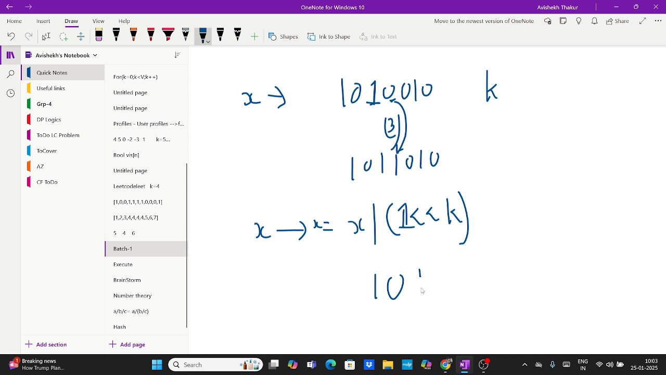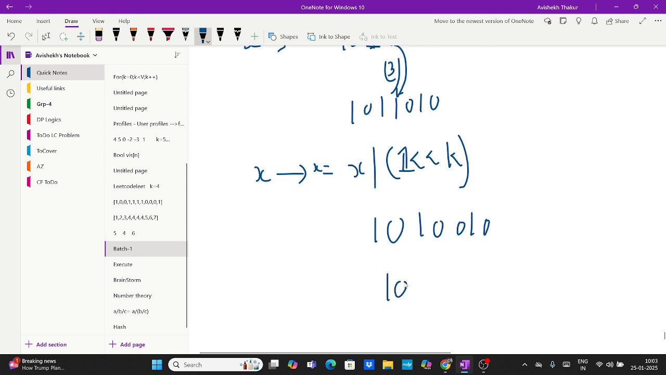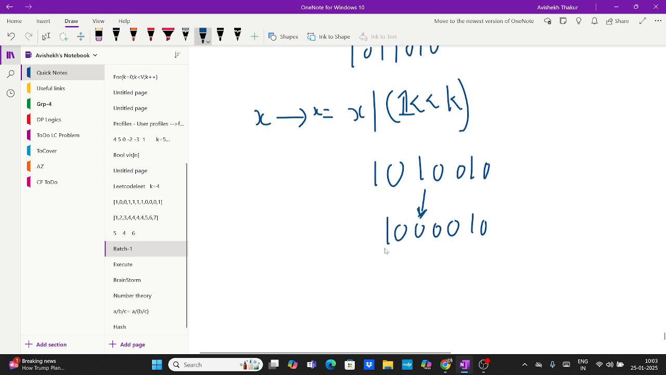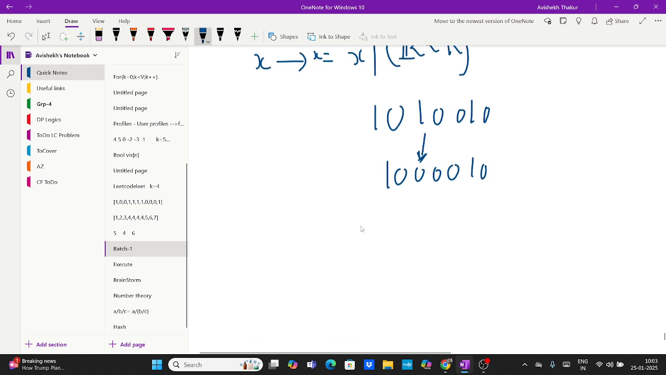We have a number 1 0 1 0 0 1 0. Let's say I say index 4, then that bit should be turned unset, turned off. So we can take one and move it with k. You said 1 left shift k, and then find its negation, and now an AND operation with x. A brilliant man. Good, good.